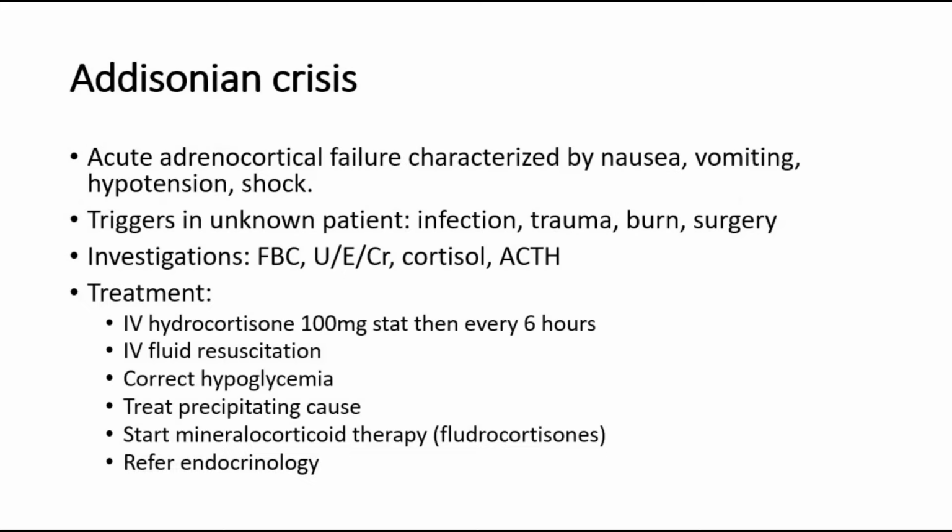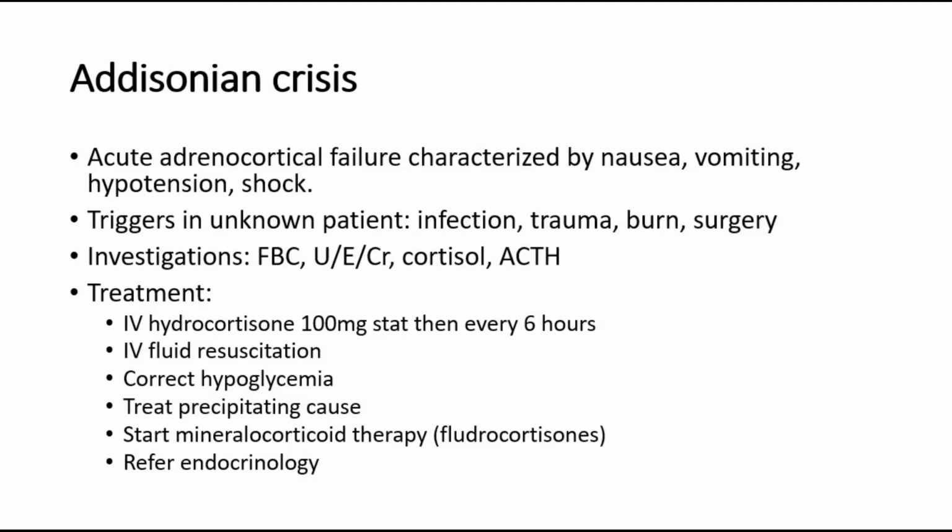Now let's talk a bit on Addisonian crisis. Addisonian crisis is an acute adrenal cortical failure which is characterized by signs and symptoms like nausea and vomiting, hypotension, and also shock. If the patient is not known to have Addison's disease, some of the triggers that could cause this Addisonian crisis are infection, trauma, any burns, or surgery done. To investigate, we can do full blood count, urea, electrolyte and creatinine levels, cortisol levels, and ACTH.